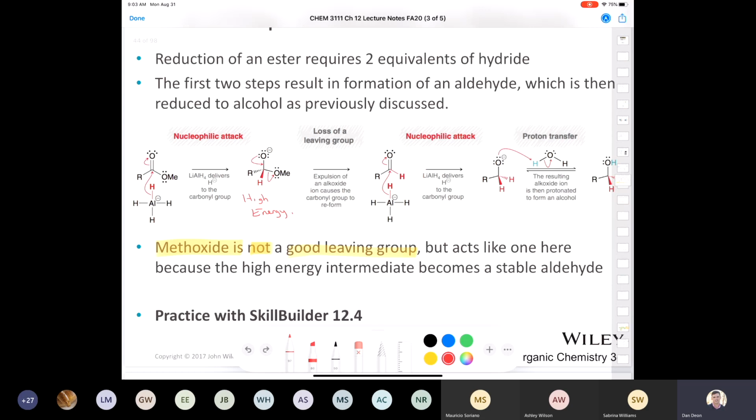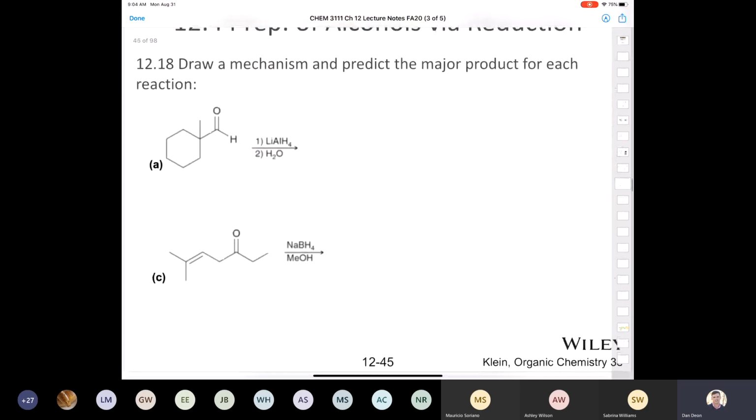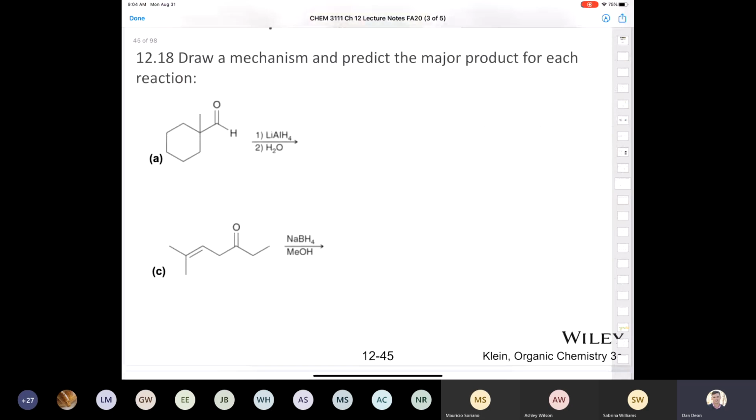And if you think about all the mechanisms we looked at today, they're all pretty similar. All right, well, let's get a little bit of practice. Let's try one of these here. Let's try drawing a mechanism where we show the reduction of an aldehyde or a ketone. Let's just do A for now. Again, you have the solutions to these in the solutions manual.